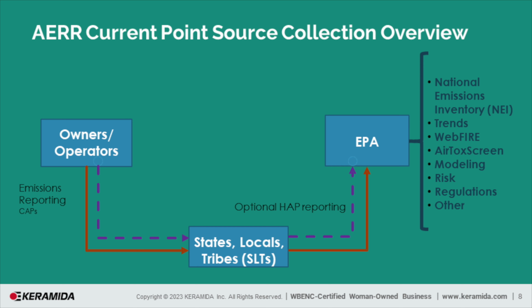So right now what happens is people that have to report under the air regulations, they report directly to the states, locals, and tribes. And then the state then takes that information and reports it to EPA. Right now it's optional for owners and operators to report their HAP emissions. And when they do that currently, they're reporting it to the state if they choose to report that. And again, it's going to be an option for states right now to report this HAP emissions to EPA.